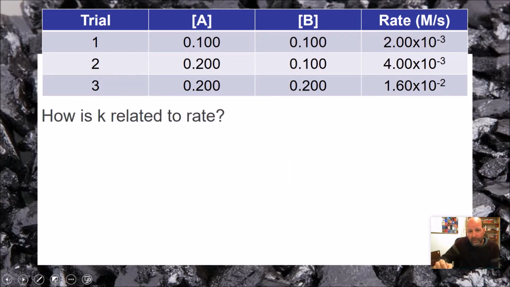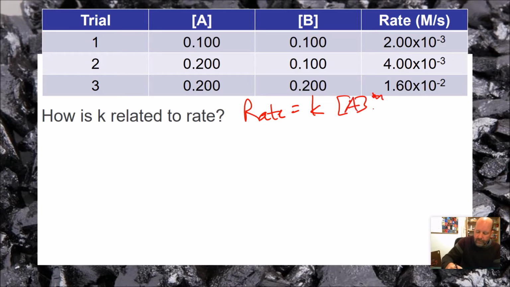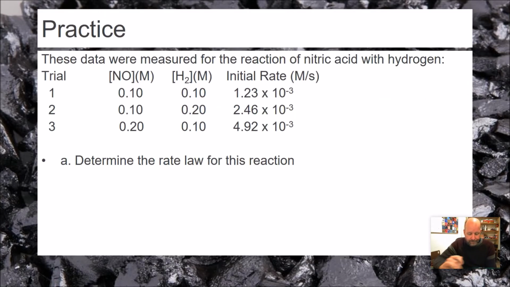How is K related to the rate? Look at the algebra. The rate is equal to K times concentrations raised to numbers, right? I'm just going to do A and B and N. As K goes up, the rate goes up. As K goes down, the rate goes down. They're directly related. That's all you need to know.